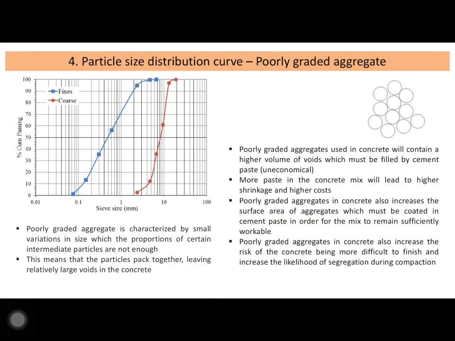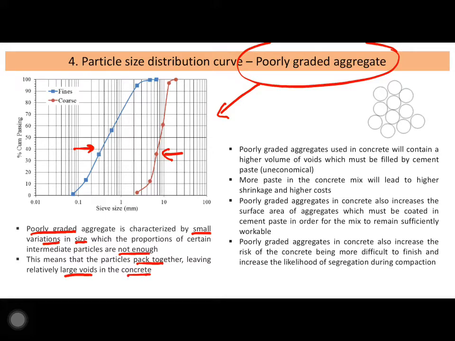Here is the third graded curve, the poorly graded aggregate. You may refer to this figure, which represents poorly graded fine aggregate and coarse aggregate. So what is the meaning of poorly graded? Poorly graded aggregate is characterized by small variation in size, where the proportions of certain intermediate particles are not enough. This means that the particles pack together, leaving relatively large voids in the concrete. So how about the S shape? The S shape is too steep. It is uniform, but it is very steep. That is what we call poorly graded aggregate.